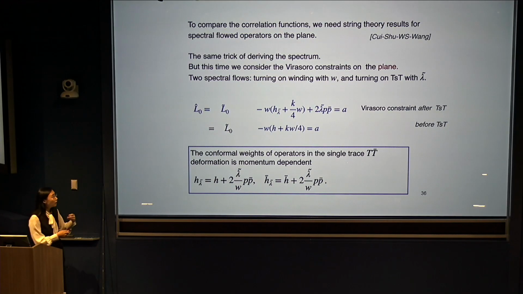The ordinary one that introduces this, with this ordinary W, and this TsT introduces the spectral flow. If we combine these together, and when we want to talk about correlation functions, we have to consider it on the plane. And in this case, the TsT direction and this winding W direction are different. And then you'll see that the shift in this conformal weight is precisely this polynomial structure.